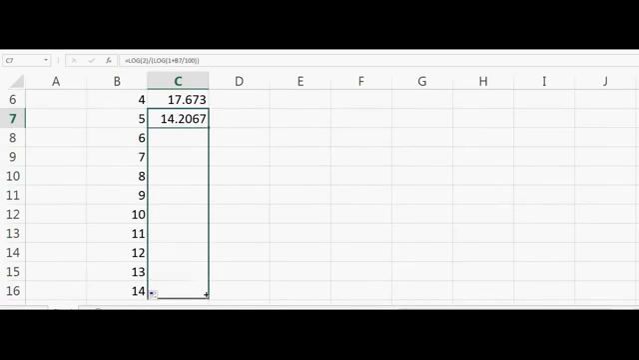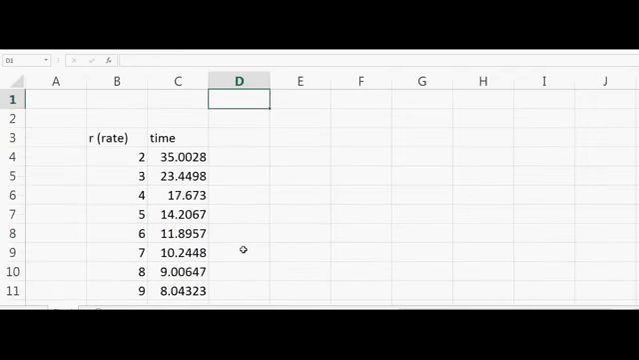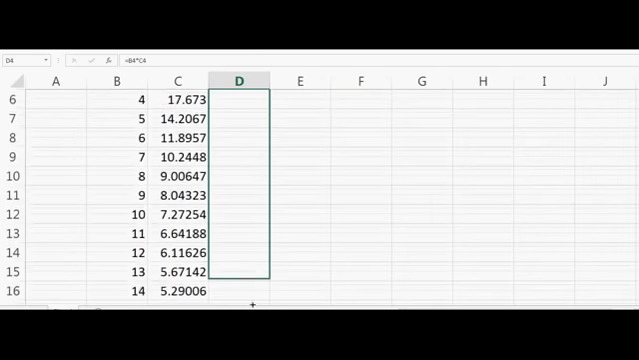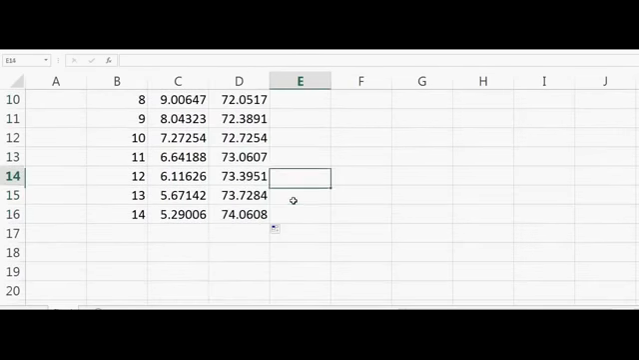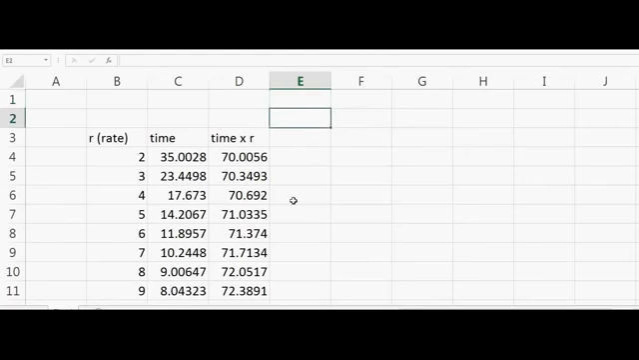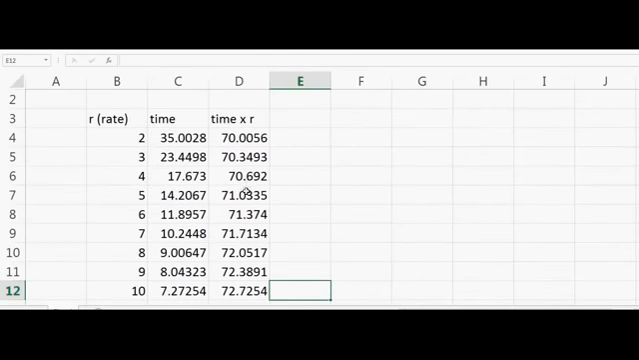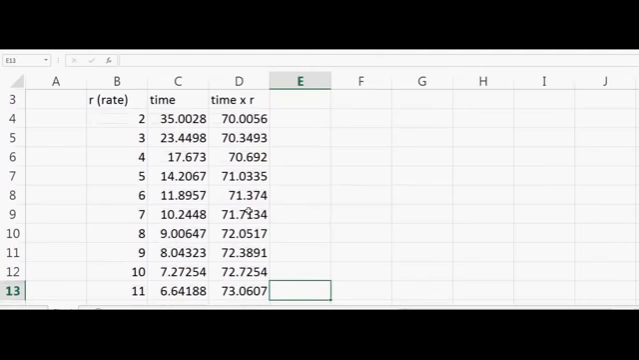So now if you look here, then if you multiply time with r, that will be equal to 2 into 35, so that is 70.0056. So this is very close to 72. So if you keep doing this, you will see that all the numbers are close to 72. So 70.3, 70.6, 71.